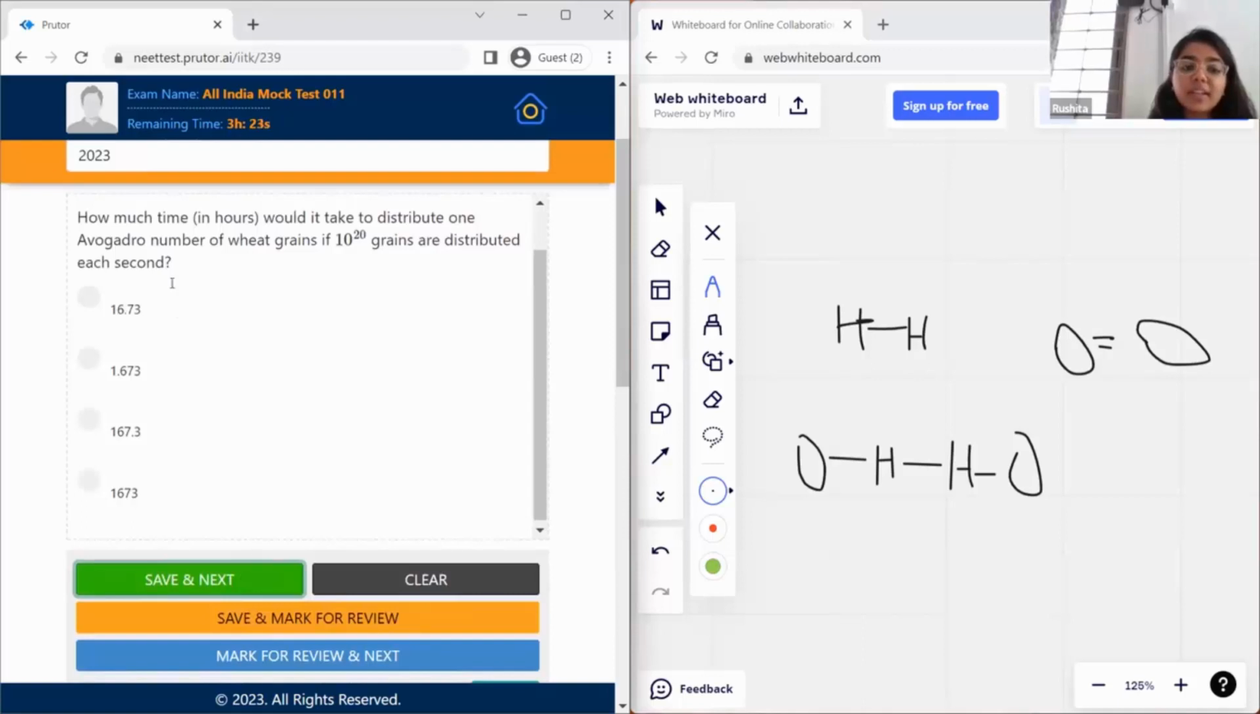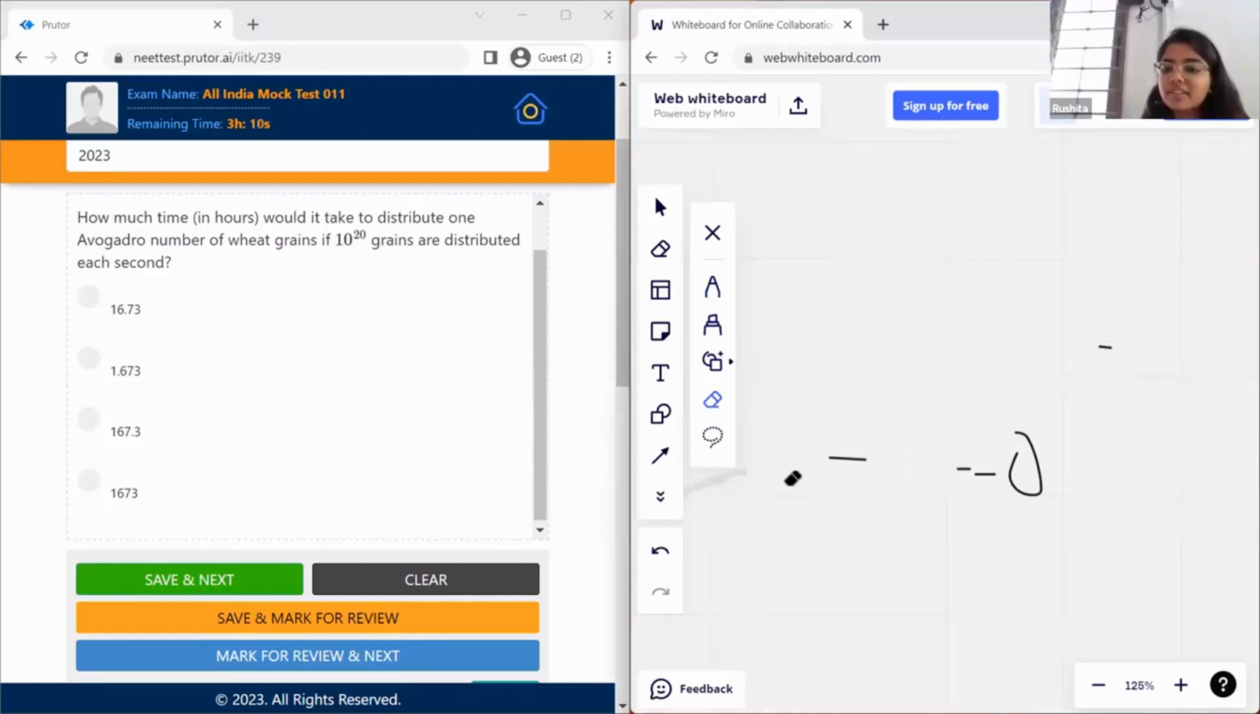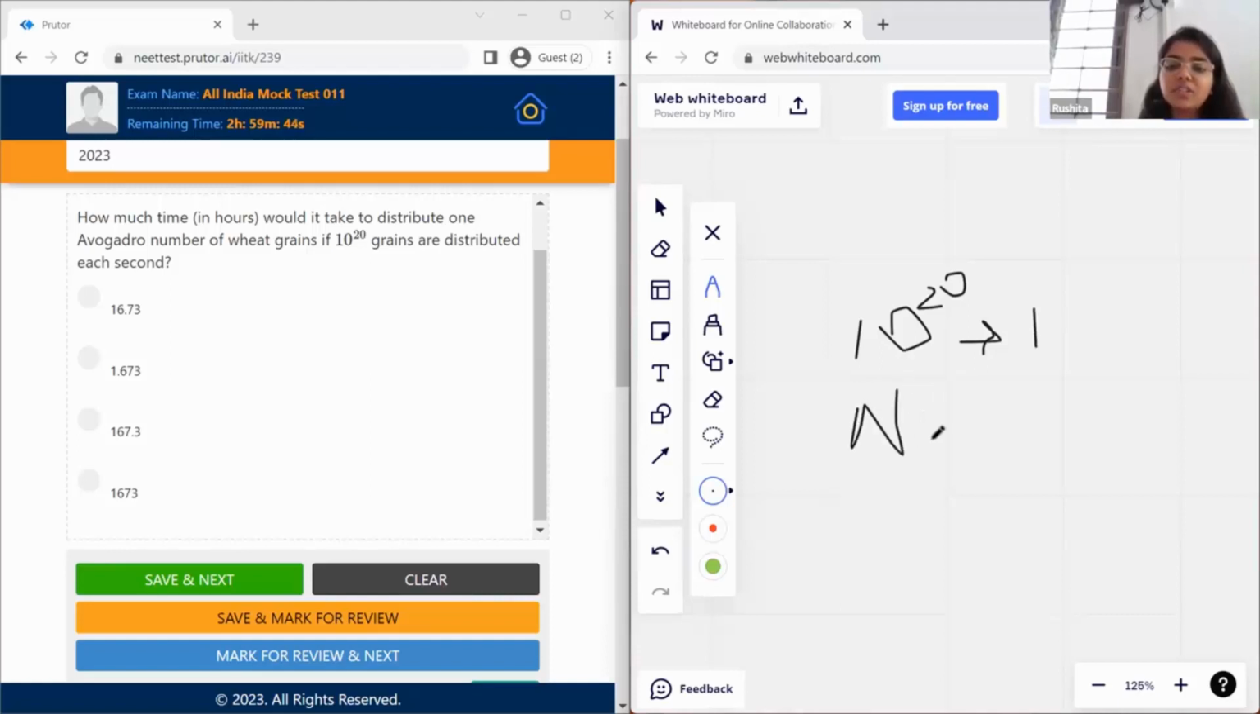Okay, how much time in hours would be taken to distribute 1 Avogadro number of wheat grains if 10 raised to 20 grains are distributed in 1 second? So the Avogadro number is 6.02 into 10 raised to 23. And you need to find the time taken to distribute it. 10 raised to 20 grains are distributed in 1 second. And you need to find out how much time is required to distribute 6.02 into 10 raised to 23 grains.